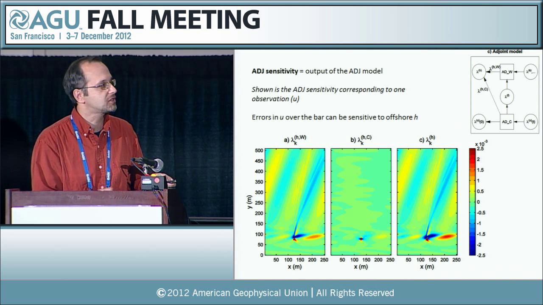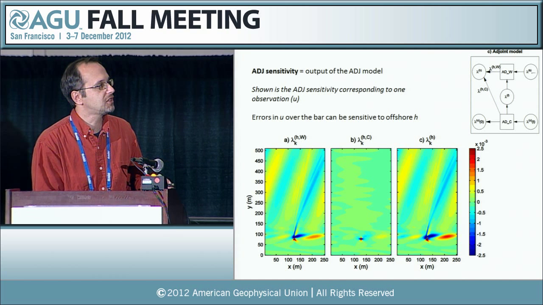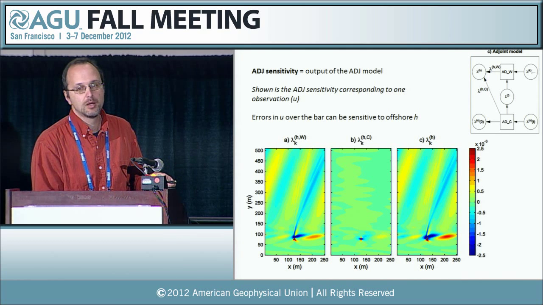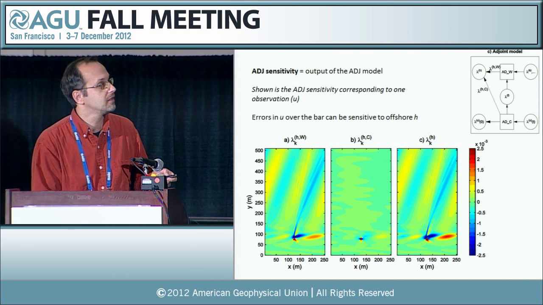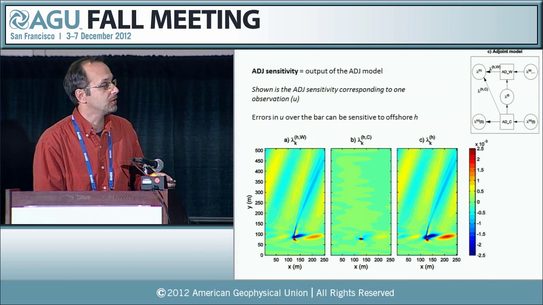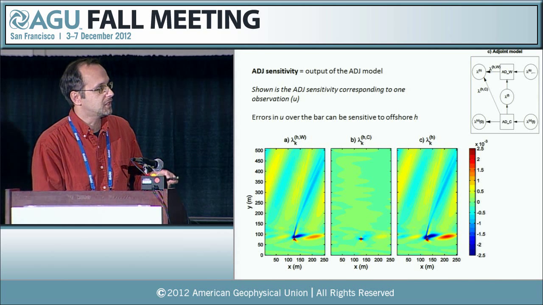And this is easy to understand. If you have error in velocity here, the adjoint model suggests that the error can be in part because the bathymetry offshore is incorrect. And that would affect the waves, wave propagation, dissipation, and so forth. So the sum is dominated by this pattern.